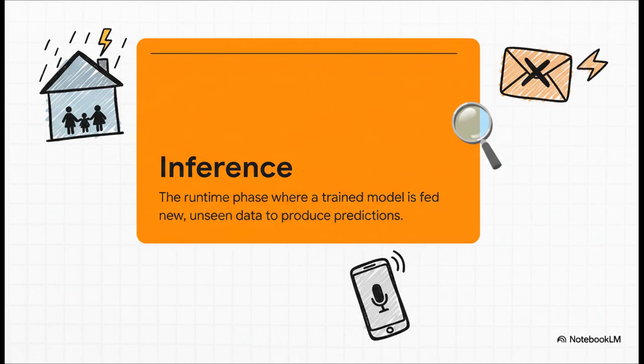It's runtime, when your perfectly trained model is put to work on brand new data it's never seen before. Back to our analogy, the house is built. A family moves in, a massive storm rolls through, and the house keeps them safe. That is inference. Every time your phone unlocks with your face or an email gets zapped into your spam folder, that's a model doing its inference job.